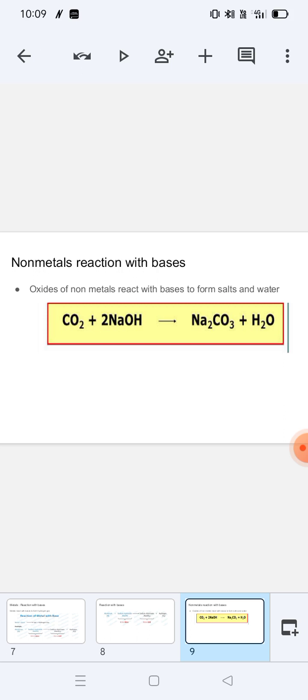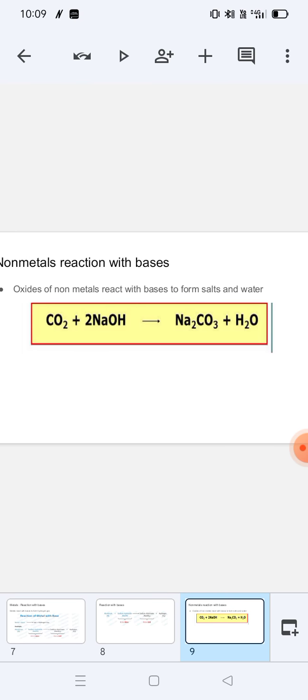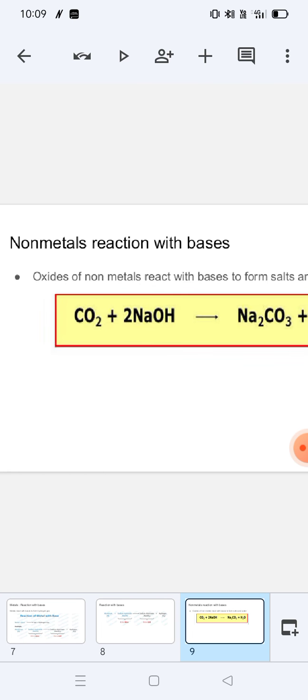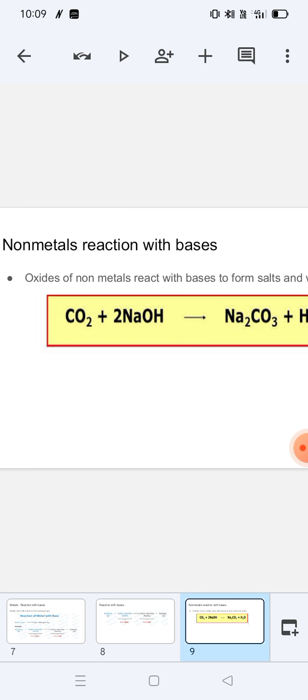Non-metals don't react with bases directly. But oxides of non-metals, very important. Oxides of non-metals means what? For example, carbon dioxide. Carbon, a non-metal, won't react with base. But when it is in the form of carbon dioxide, it can react. Nitrogen, a non-metal, won't react with base, but nitrogen dioxide reacts with base.